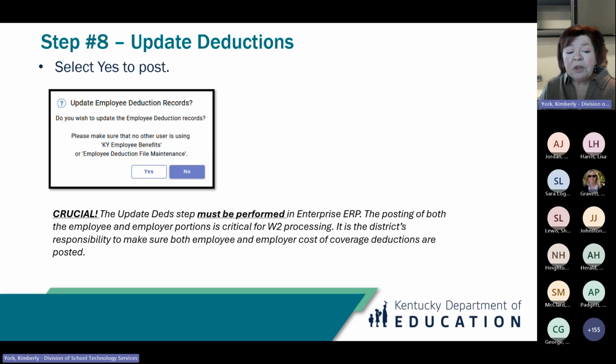And the crucial thing here is that the update deduction step must be performed in Enterprise ERP. The posting of both the employee and the employer portions is critical for your W-2 processing. It's the district's responsibility to make sure both the employee and employer cost of coverage deductions are posted.